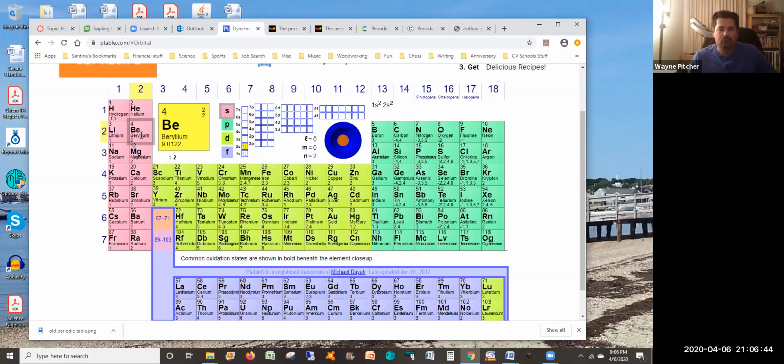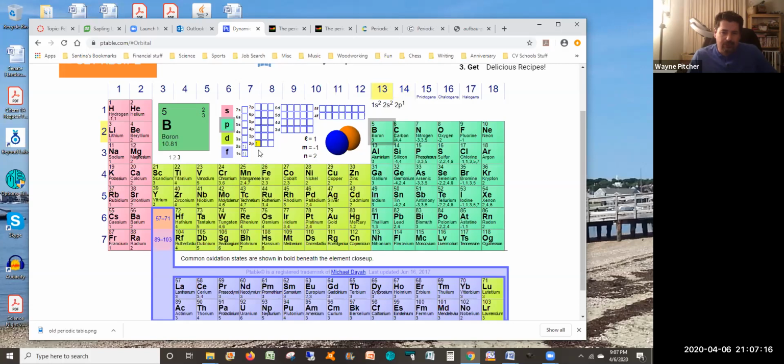Beryllium, 1s2, 2s2. So you can hover your mouse over these or tap on them on an iPad or something. Hover your mouse over the entries for the elements, and you can see the electron configurations right over here. So there's carbon, 1s2, 2s2, 2p2. And then if you want to actually see the filling that goes on here, let's do boron.